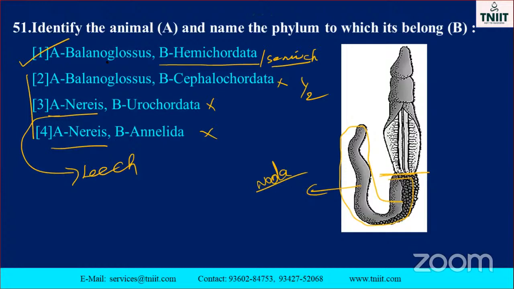Identify the animal: it belongs to the family Balanoglossus. The animal is called Balanoglossus and also comes under the phylum. They ask the phylum, the higher division. Don't forget, my dear, this is also sometimes asked. Phylum is a higher division of animal classification. Don't forget. So the answer is A, the correct option.